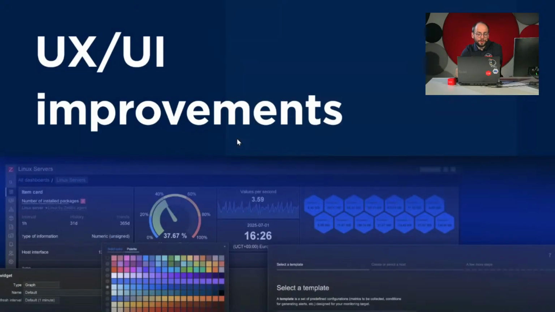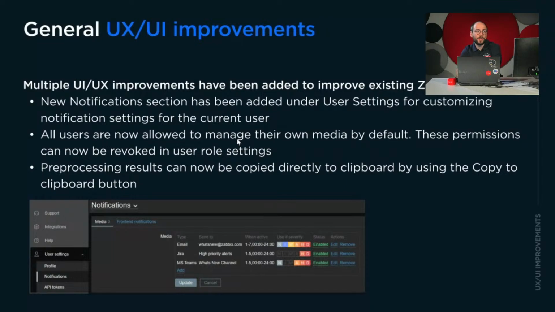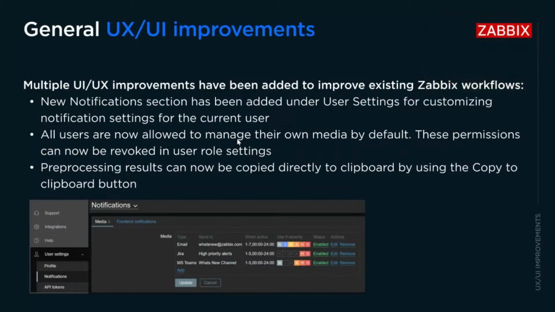Finally, some smaller UX and UI improvements. We have a new notification section under user settings where we can customize notification settings for the current user. All users can now manage their own media, and this can be revoked via roles. For preprocessing, the results of preprocessing can now be copied to clipboard. We have a new copy to clipboard button. This is once again a small thing, but could be very useful for troubleshooting.